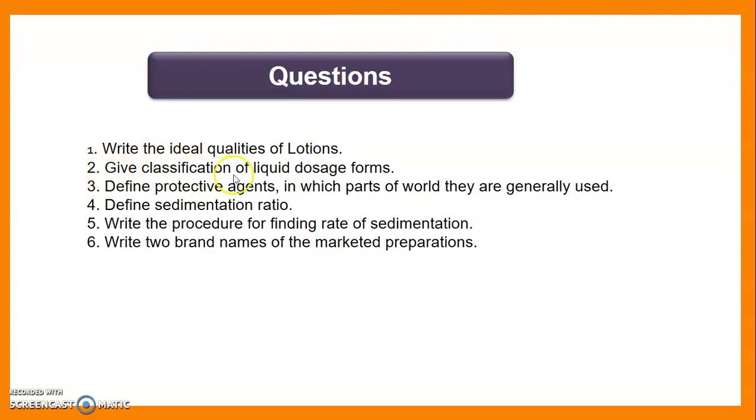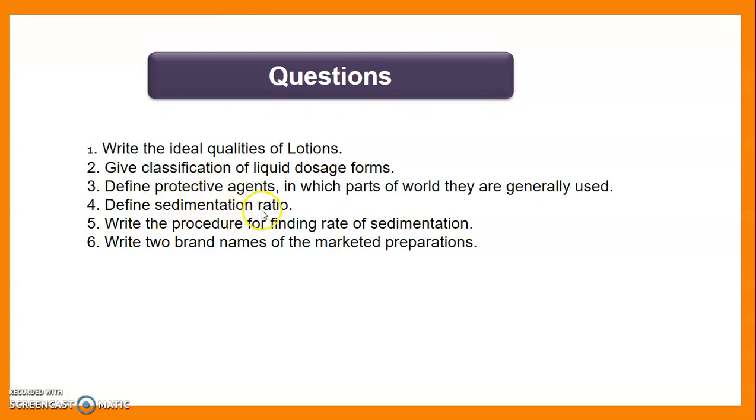Then second, give the classification of the liquid dosage forms. Liquid dosage forms are classified into solutions, mixtures, syrups, mouthwashes, gargles, etc., and then transfusion fluids. In this way, liquid dosage forms can be divided. Then define protective agents, and where they are generally used. Protective agents are the agents which protect our skin from damage by ultraviolet rays. Generally, the western side of the world uses these protective agents.